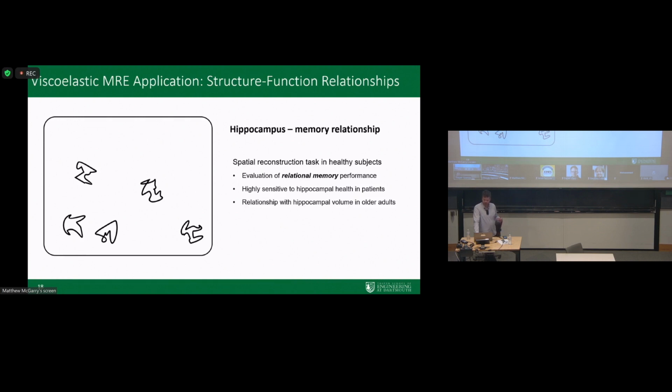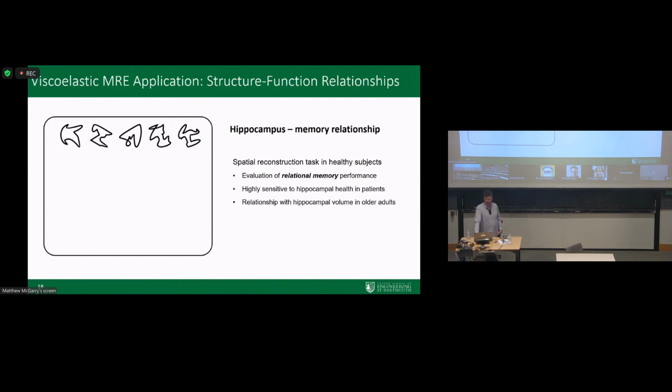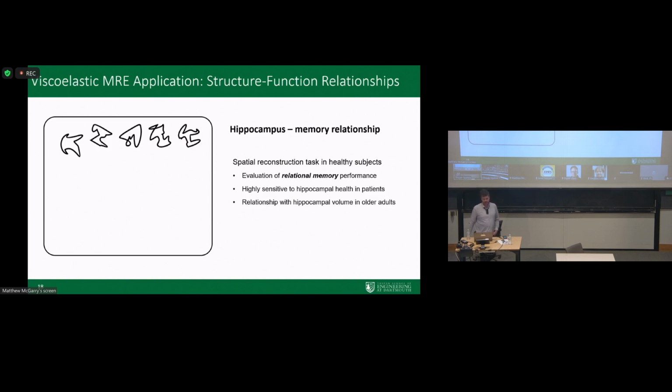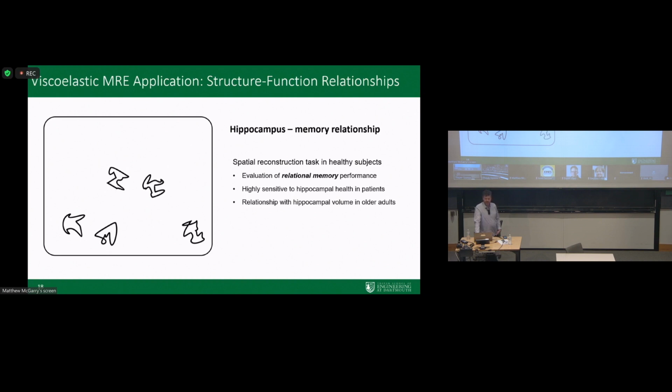To do this, we first looked at the hippocampus-memory relationship. If you've ever seen a TV show where someone gets amnesia, that's because they've had damage to their hippocampus. So it's very heavily involved in the formation of memories. The standard test of your hippocampal function is this spatial reconstruction task. We show the subject a set of objects, then take them away for a little while, then put them back up and tell them to put them back where they saw them before. And then we quantify the errors in that.